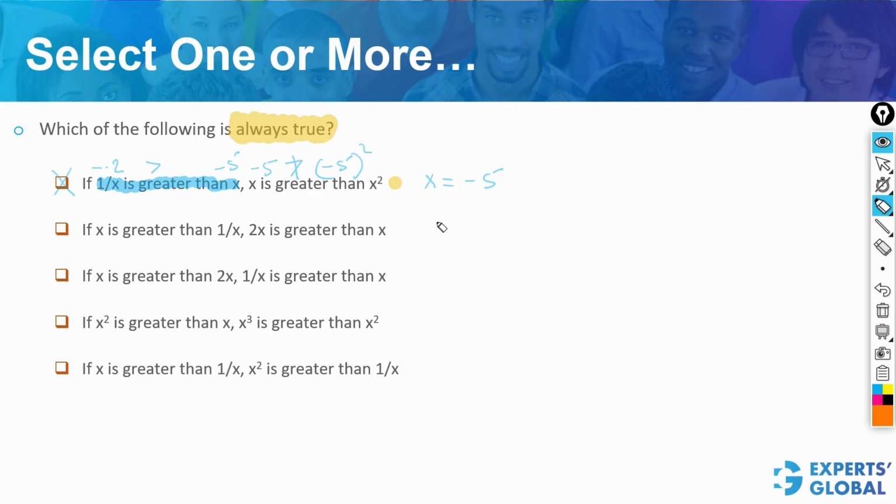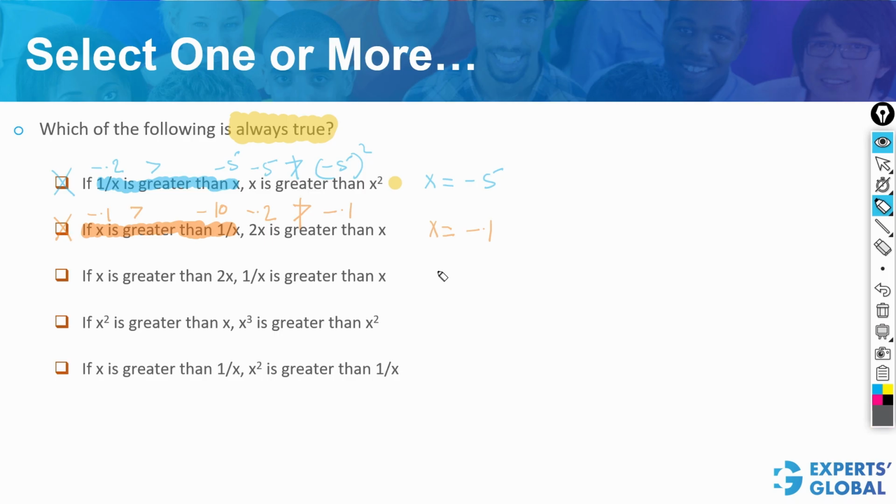The second expression will not hold for a small fractional value of x, such as x equals -0.1. You will see that yes, -0.1 is greater than 1 by x, which turns out to be -10. So yes, the first condition is met here, but 2x becomes -0.2, which is not greater than x, which is -0.1. Therefore, the second answer choice should also be eliminated.